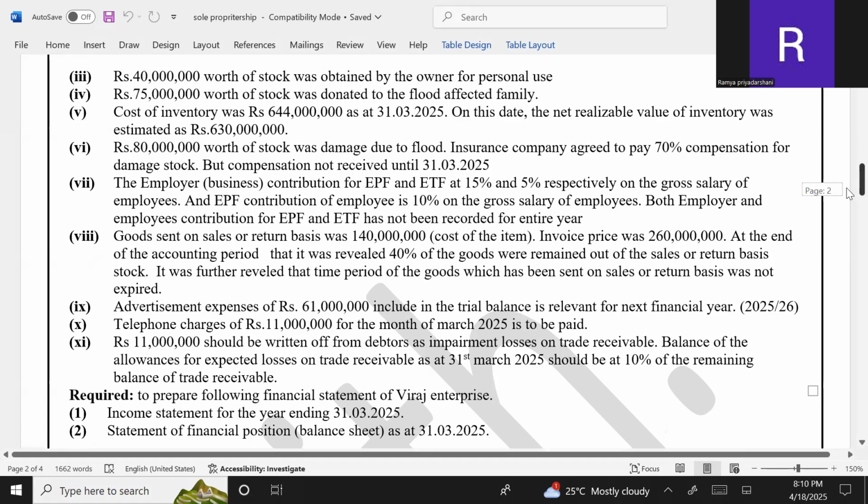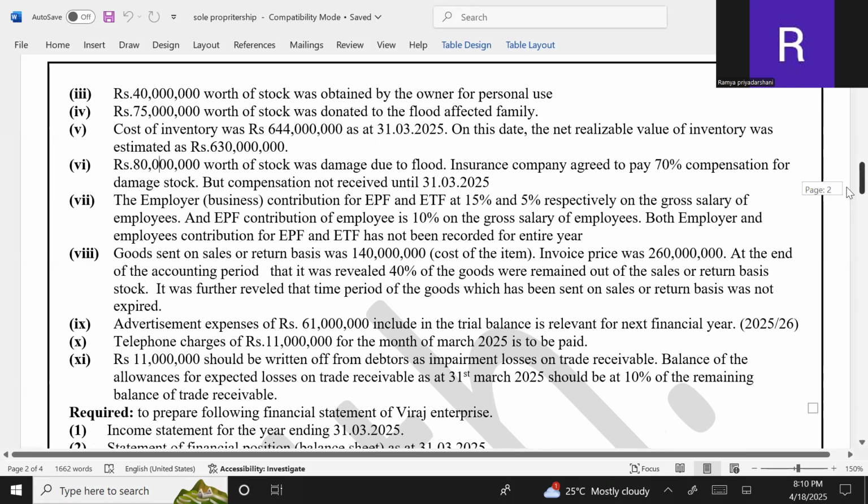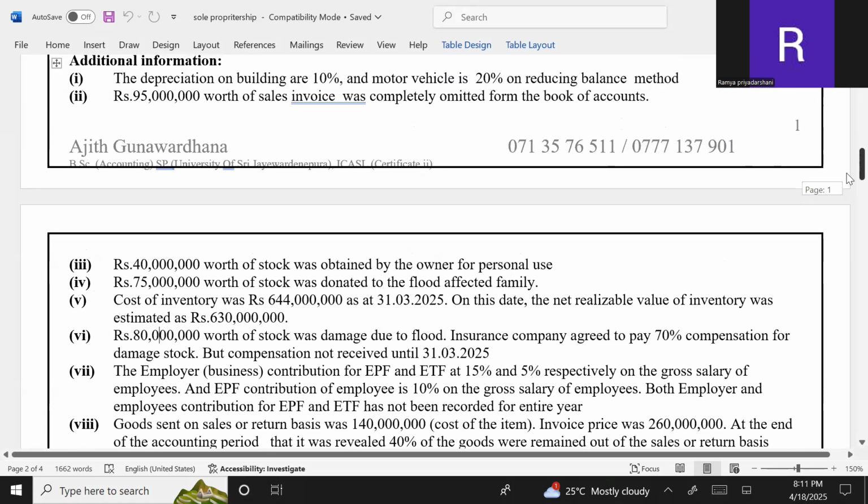If a sales invoice completely omitted is given, it should be done first. The second adjustment should be done from the beginning: sales invoice completely omitted.